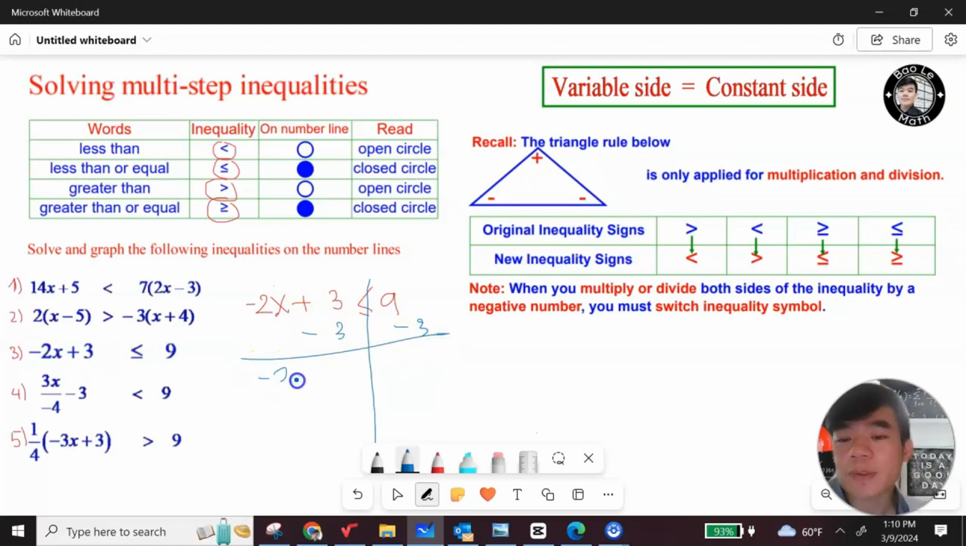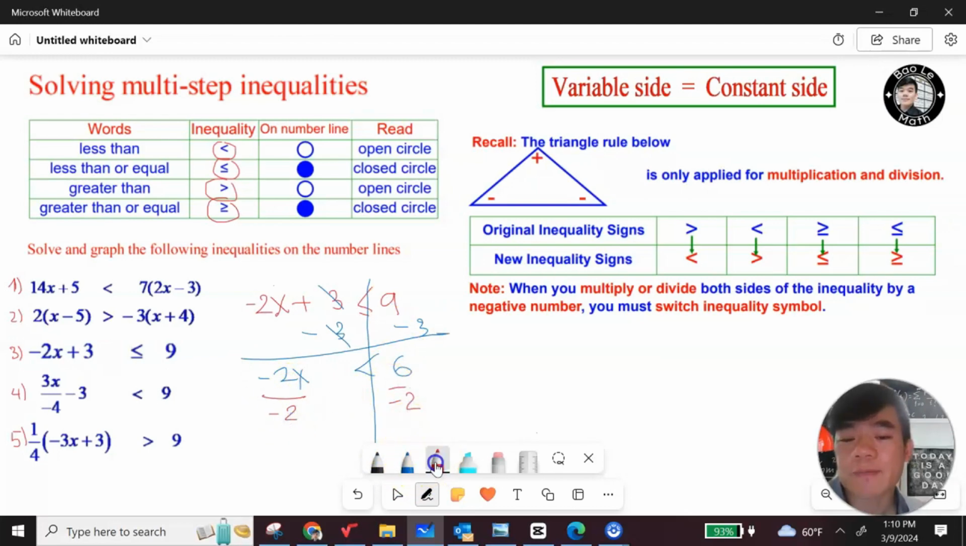So I have negative 2s. This and this cancel out, less than or equal to 3. Right? 9 minus 3 is going to be 6. And then I divide both sides by negative 2.